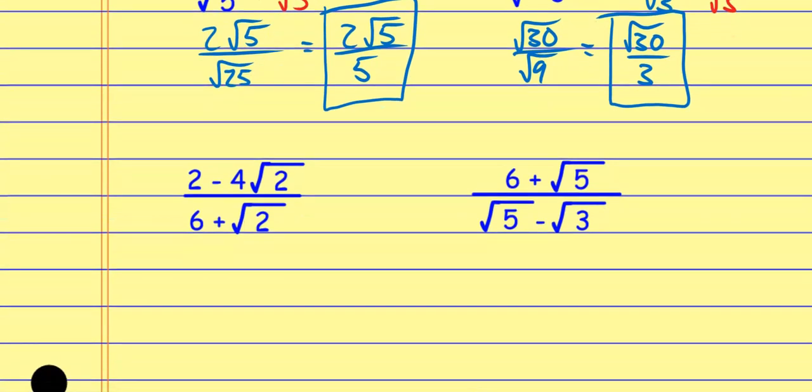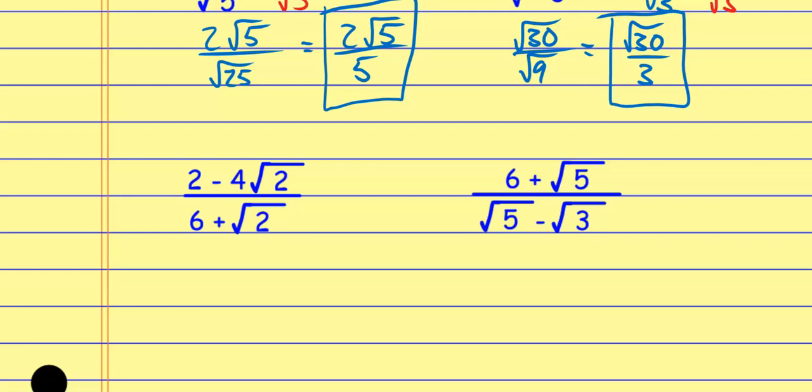If I look at something like this guy, these become a little bit tricky. And if you look at some of the examples that we've done in the past, it should give you some hints about what to multiply by. Students will try all kinds of things here. They'll try multiplying that 6 plus root 2 by itself, but that doesn't work. They'll try multiplying by just the square root of 2, but that doesn't work.